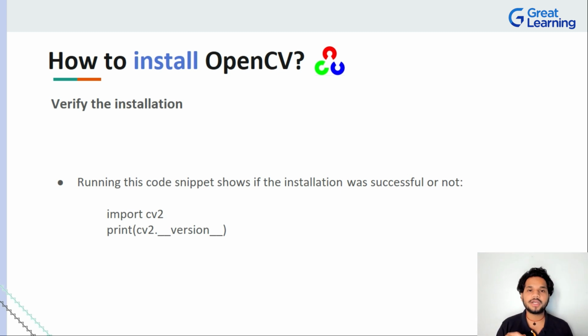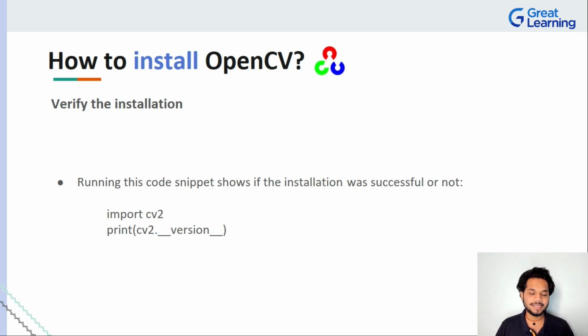Once you install it, be it on Google Colab or anywhere else, you have to verify whether it has installed correctly or not. So just run a very simple command: import the library, and then run the second line that you see here, print cv2.__version__. This will ensure that if you have your OpenCV ready and working, it will print out the version of it.